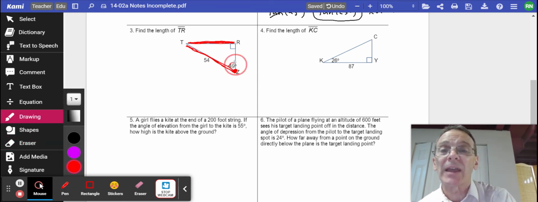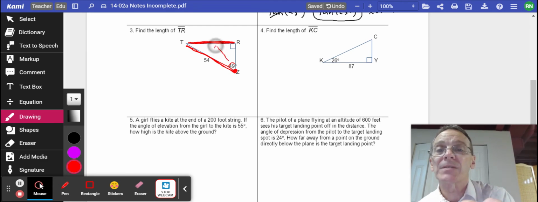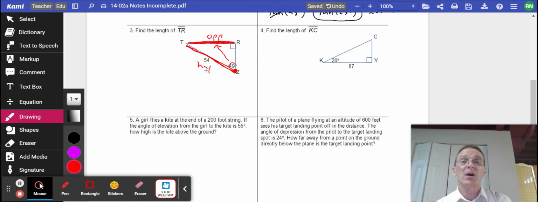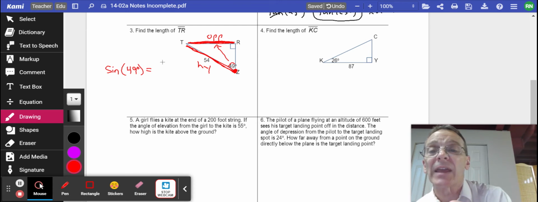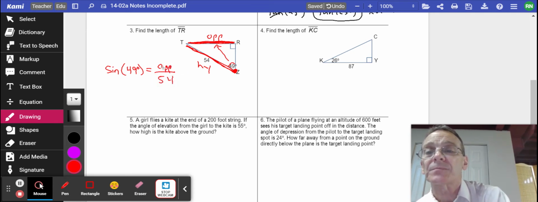Well, from the 49-degree angle's point of view, this side is the opposite side, and this side is the hypotenuse. You go back to SOHCAHTOA, what connects opposite and hypotenuse? It's the sine function. So you must write a sine equation. And the input to sine is the degree measure, 49 degrees, and the sine of an angle is the opposite, which currently we don't know. I'm just going to call it opposite, over the hypotenuse, which we do know is 54.